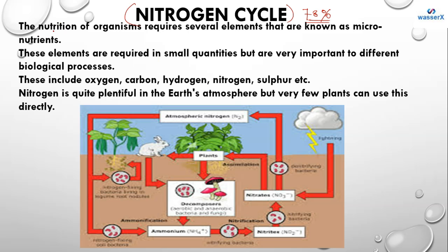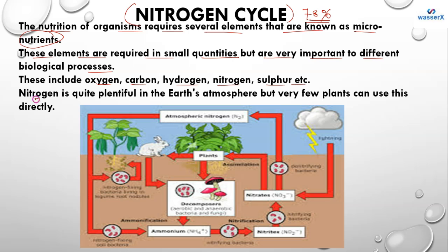So the nutrition of organisms requires several elements, that we know, right? These are known as micronutrients. Okay students, these are the micronutrients that are required for every single organism. These elements are required in very small quantities but are very important to different biological processes. And these include oxygen, carbon, hydrogen, nitrogen and sulfur, etc.